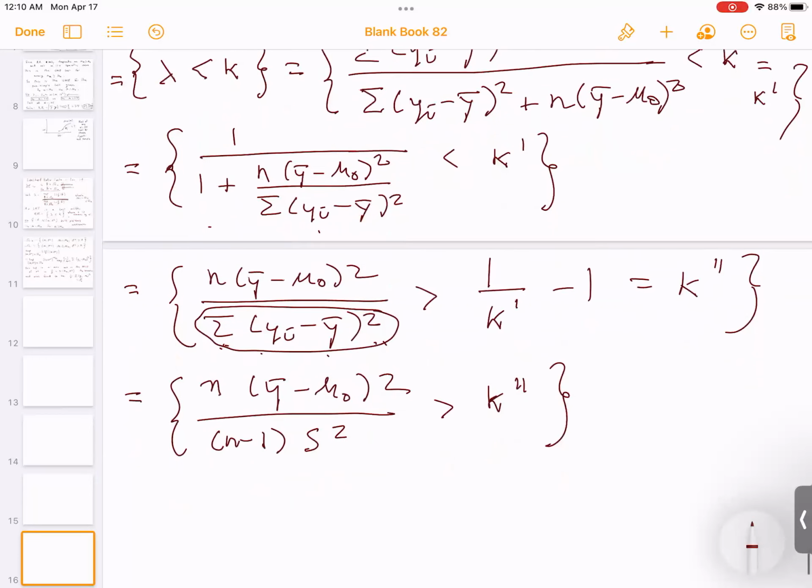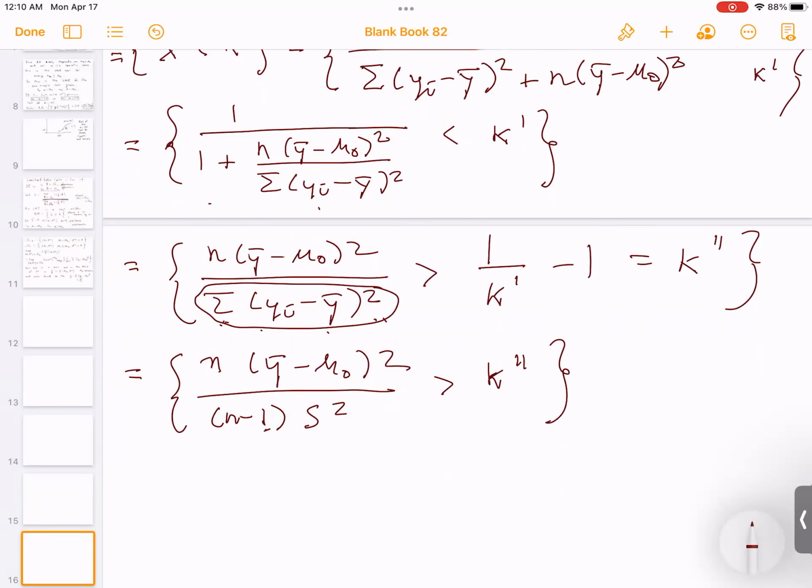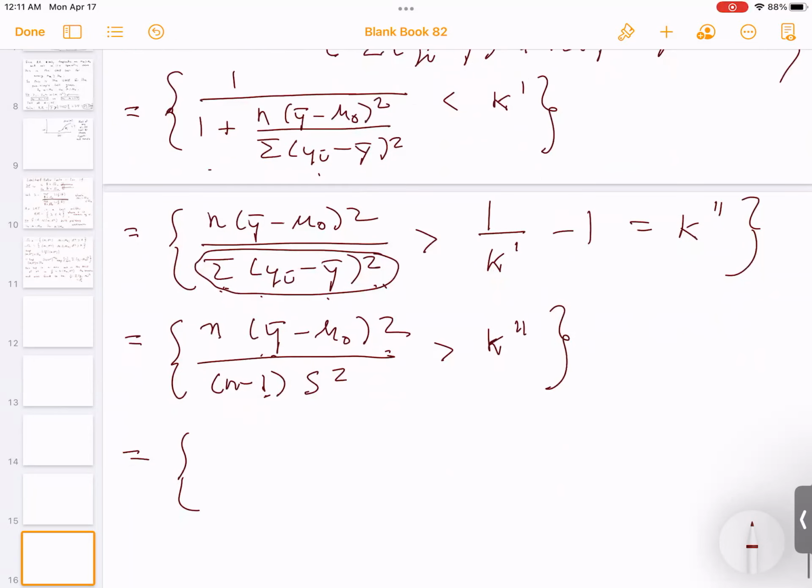Now, let's multiply by n minus 1 and take the square root. Okay, so what do I get? When I take the square root here, I know I'm okay, right? Because y bar is greater than mu 0. That's a key thing here too, to understand we already took care of the case when y bar is less than mu 0. We're not going to reject them. So we have y bar greater than mu 0. I'll write that over here.